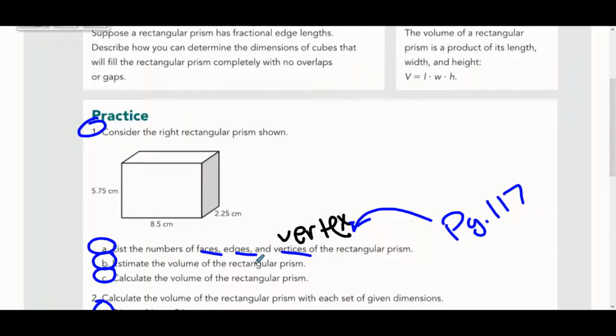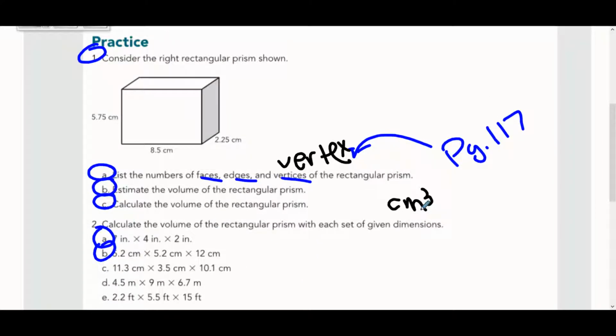Then B, you're going to estimate these numbers and then multiply them to get about what the volume is supposed to be. Don't forget your label. And then finally on C, calculate the volume by actually multiplying these exact numbers. So a little decimal practice. And don't forget your label. Since you're watching the video, I'll remind you, it's centimeters to the 3rd power. So good for you. Good on you for watching the video.